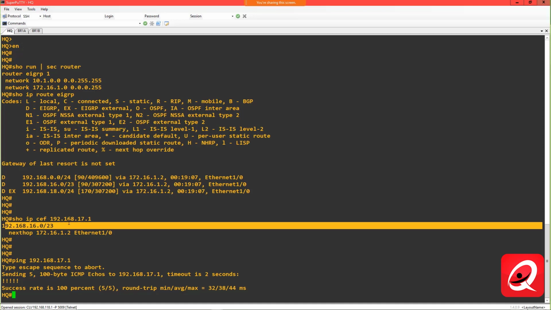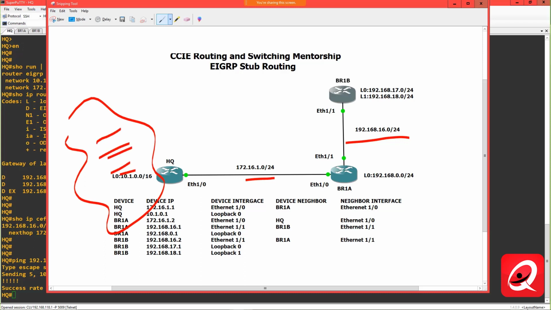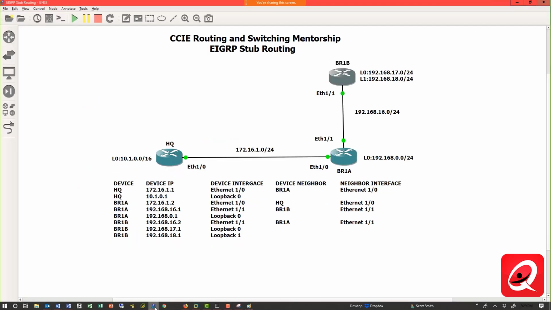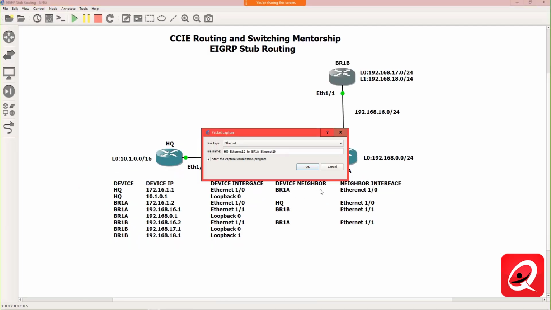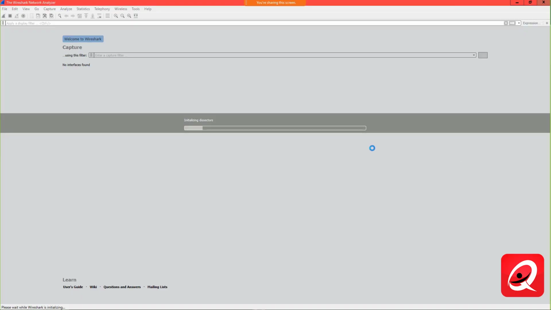Okay, so let's say, for argument's sake, that we do have a bunch of prefixes behind HQ, and I don't want the HQ router to send a query to BR1A if one of those networks goes down. In fact, let's go into our Wireshark capture here. I'm going to do a capture. I'm going to shut down the 10.100/16 subnet, and we're going to see what happens when that route goes down.